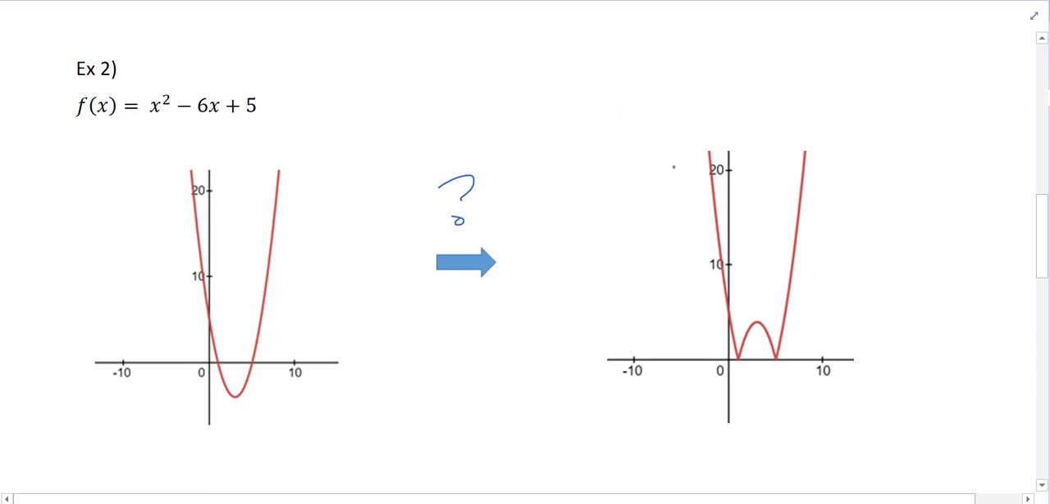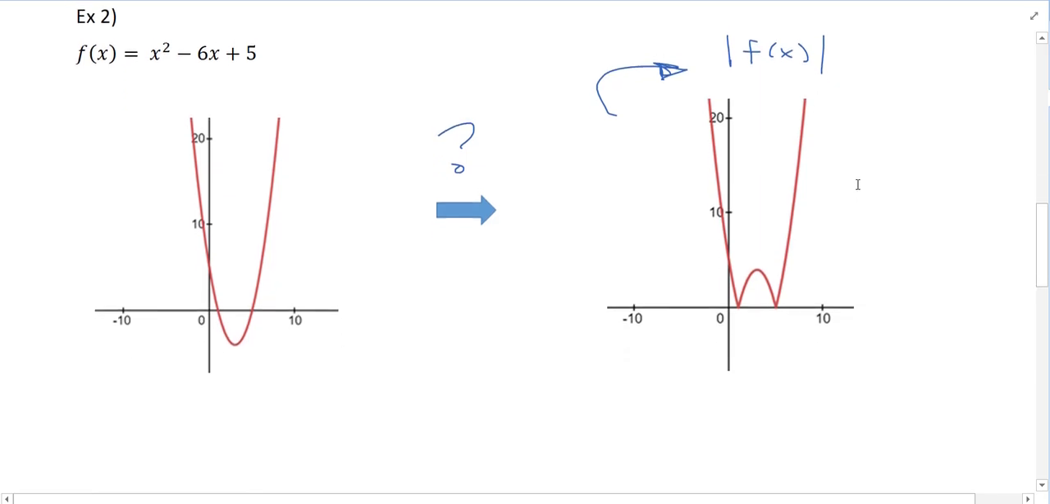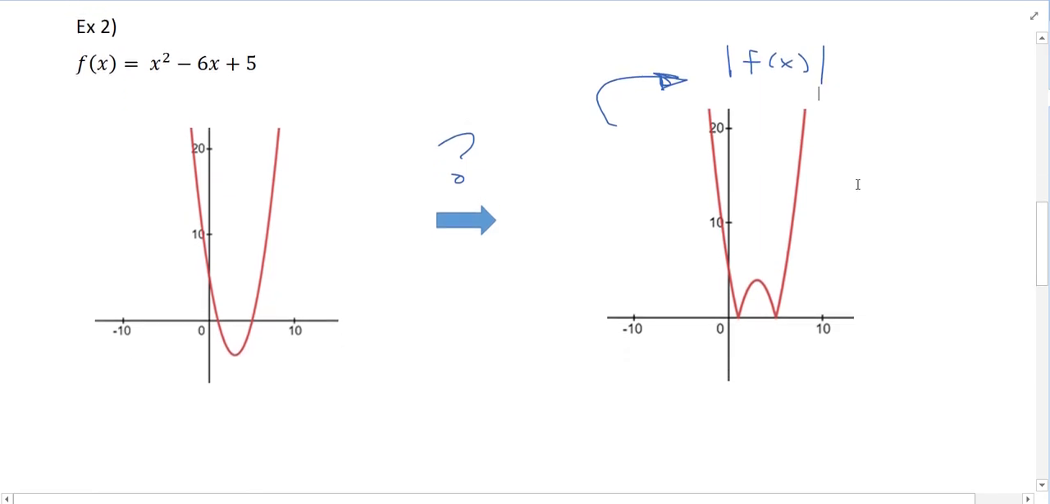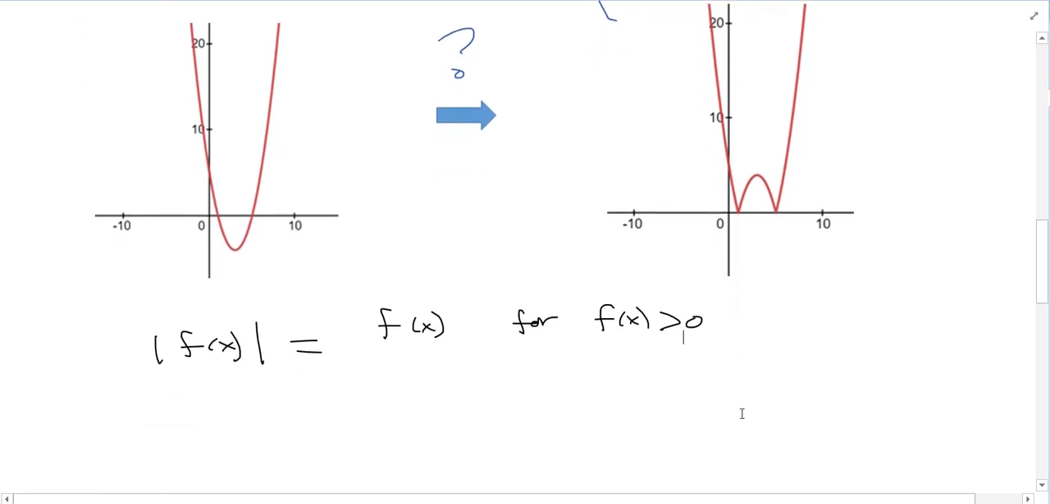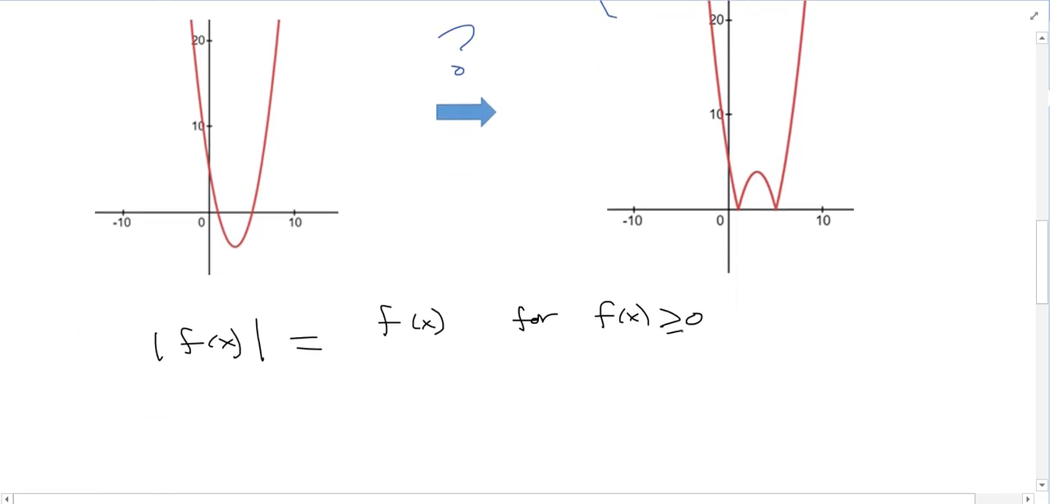Essentially, for this new function, we took the absolute value. So this is the absolute value of f of x. What do you know about absolute value? Usually what we hear is that absolute value makes everything positive. And that is true, because the definition of absolute value is that the absolute value of f of x is going to be f of x for f of x greater than or equal to 0. So if it's already positive, it stays positive. If it's 0, it stays 0.